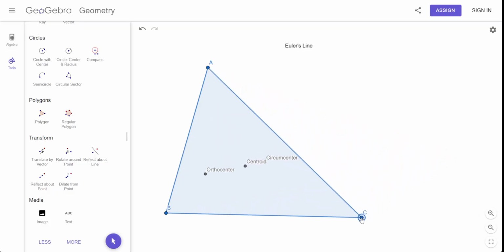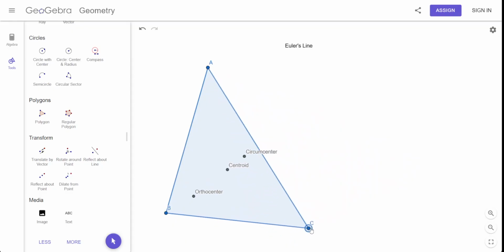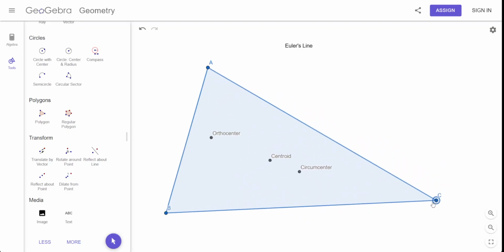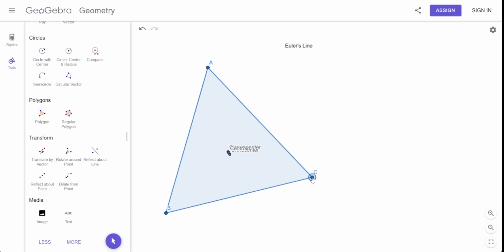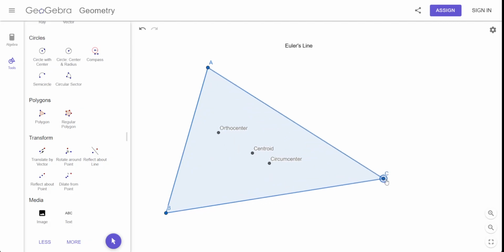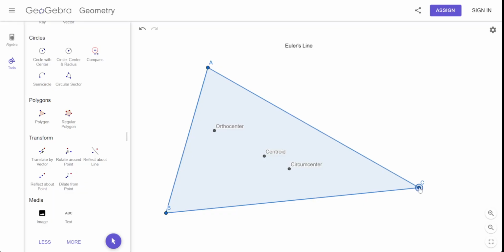Look, no matter how I move the triangle, what's happening to those 3 points? Well, they probably could touch like right there. So it's not that they never touch. They're in a straight line, exactly right, okay?